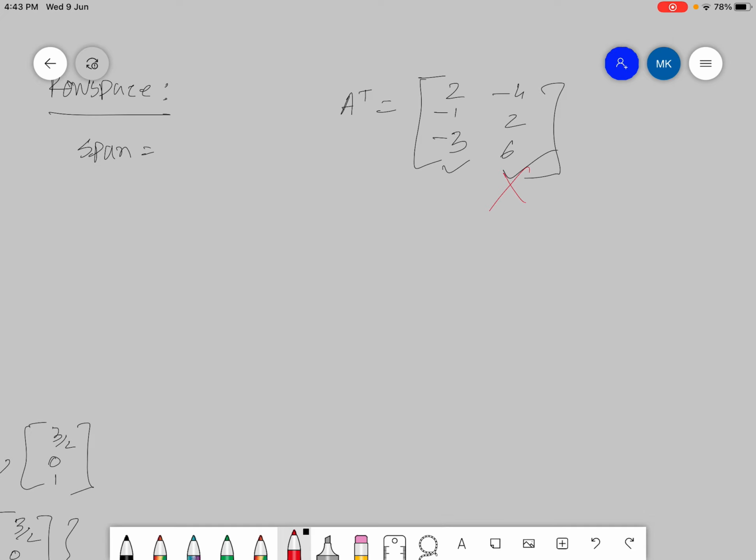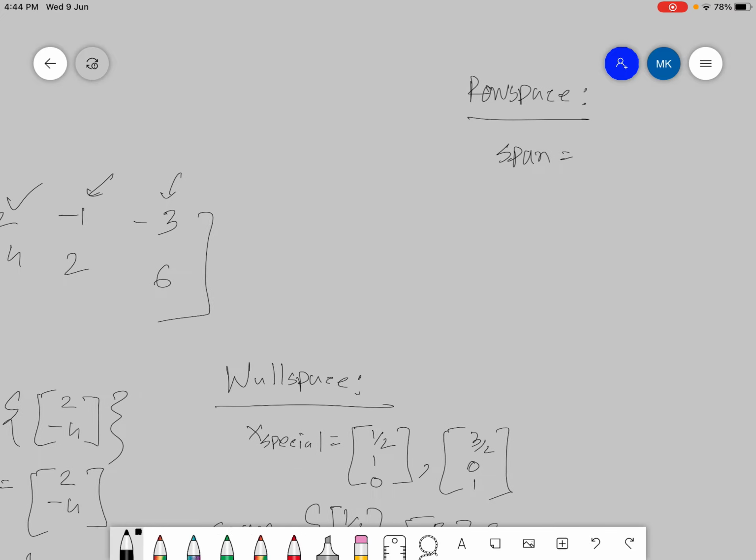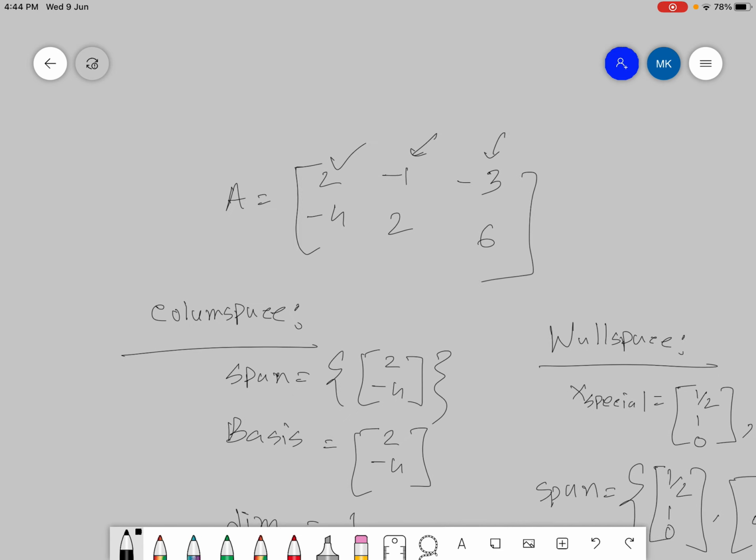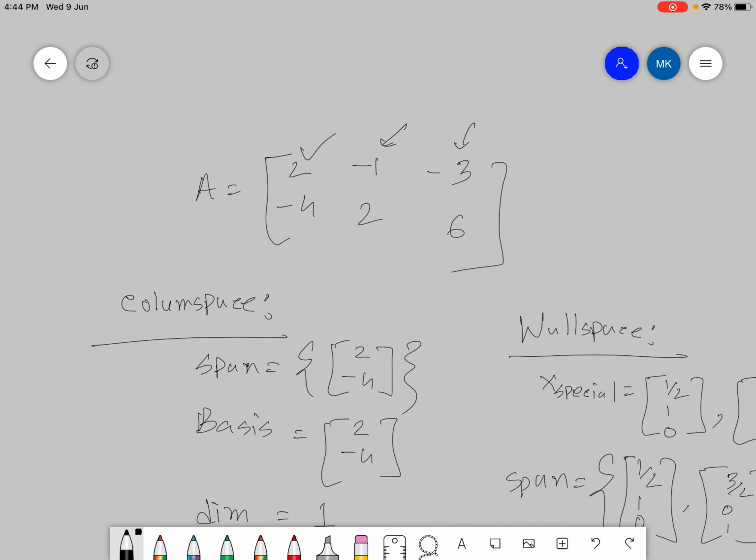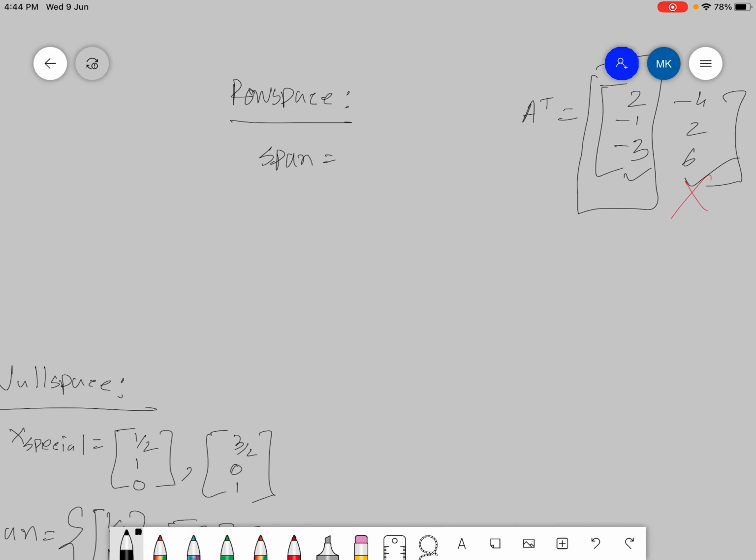So the independent columns in A transpose actually give the basis for the row space, right? So 2 minus 1 minus 3, this row actually gives the basis for the span of the row space. So the span would be 2 minus 1 minus 3. So this is the basis, and the dimension is only 1.